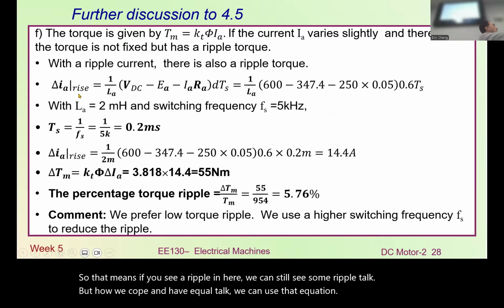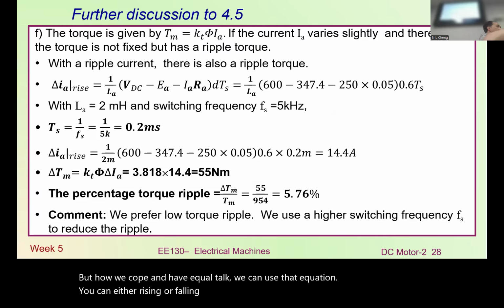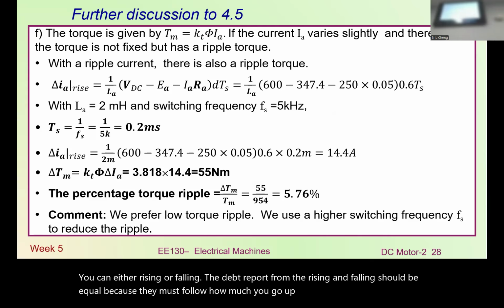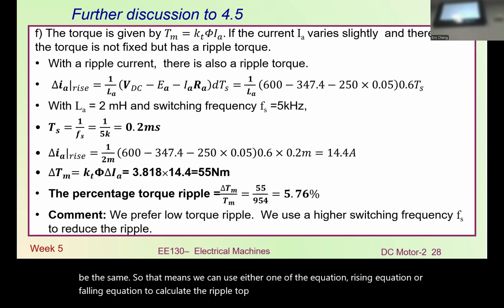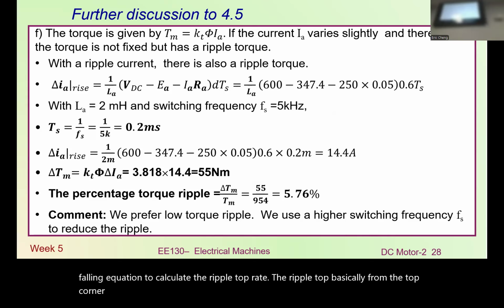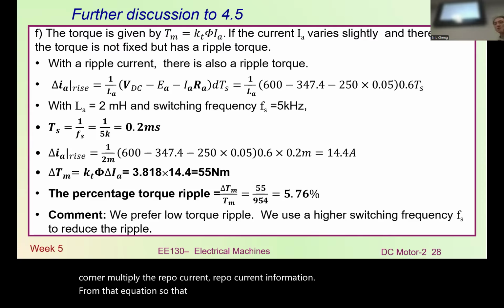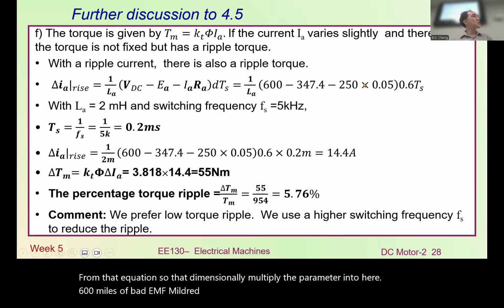Because either rising or falling, the ripple in the rising and falling should be equal because they must balance. How much you go up, how much you go down must be the same. So we can use either one equation, rising equation or falling equation, to calculate the ripple torque here. The ripple torque is basically the torque constant multiplied by the ripple current. The ripple current comes out from that equation. So we directly put the parameters in here, 600 volt minus the back EMF minus the resistance drop, then we can get it. Remember, the duty ratio is 60%. So that's how we get the ripple.